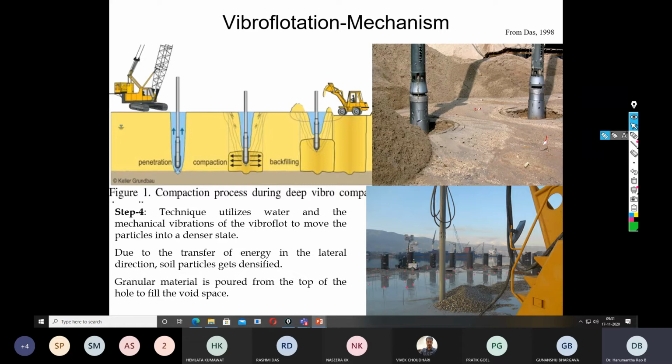Now how do you understand whether that soil got densified or not? The same thing is reflected at the ground in the form of a sinkhole. If we observe that, it indicates that the soil in the lateral direction is getting densified. That means once the soil got densified, there is a formation of a void. So you need to compensate the void which has been formed because of the compaction. That compensation is done by filling with the backfill material.